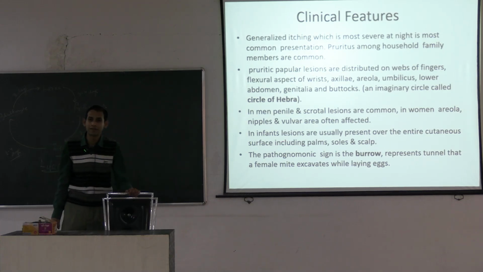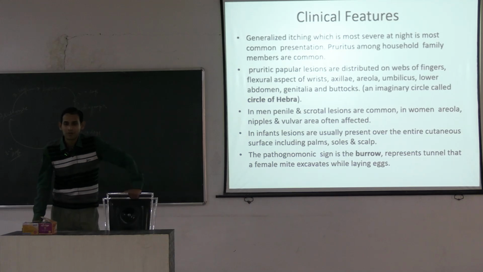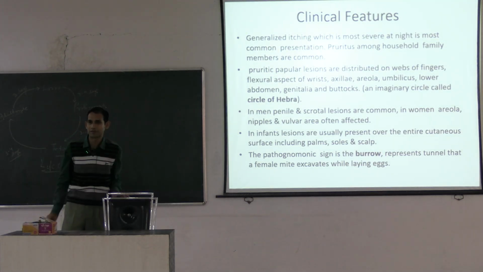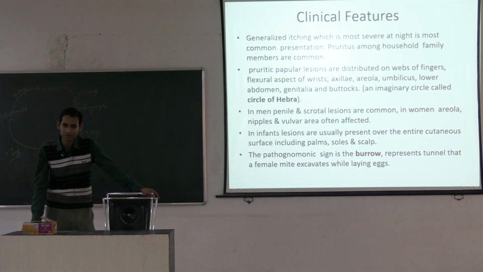The pathognomonic sign is usually a burrow. What is burrow? Burrow is a tortuous line which is present over the stratum corneum, in which the female mite excavates while laying eggs. So burrow is basically a linear fine tortuous line which is present over the stratum corneum, in which the female mite excavates while laying eggs.